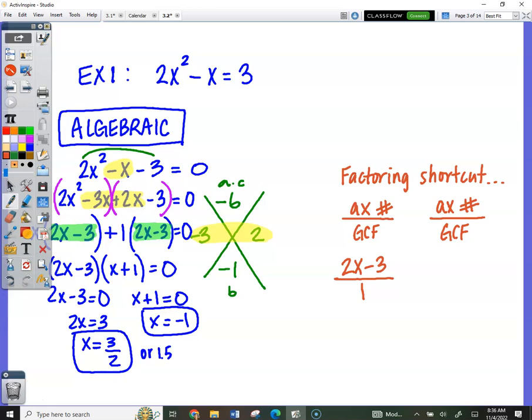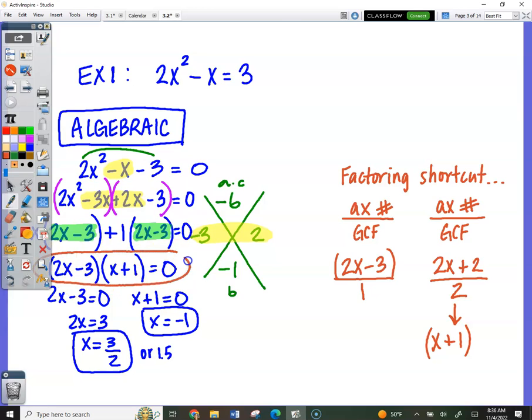All right, repeat. AX, what was it? 2x. What was my number? Plus 2. Is there a GCF here? The GCF is 2. What comes out of that? Divide the 2 out. X plus 1. Bam. Notice that those two binomials are right here. Right there. You see that?